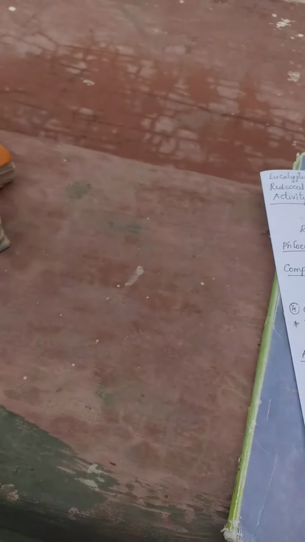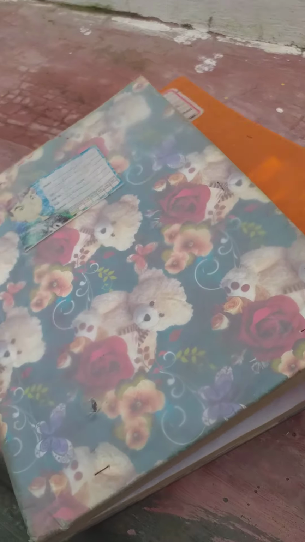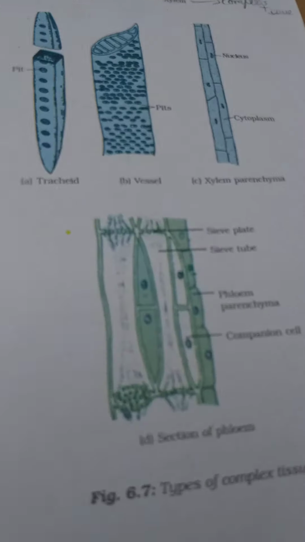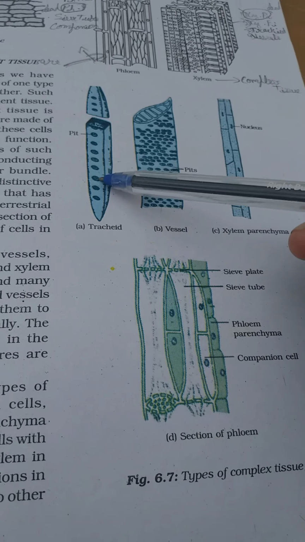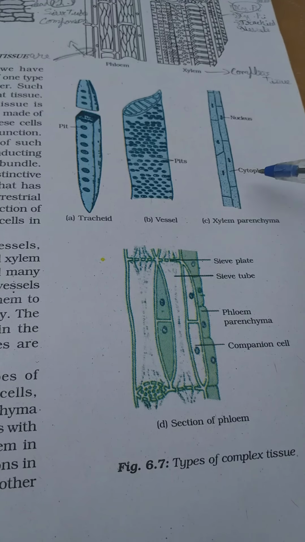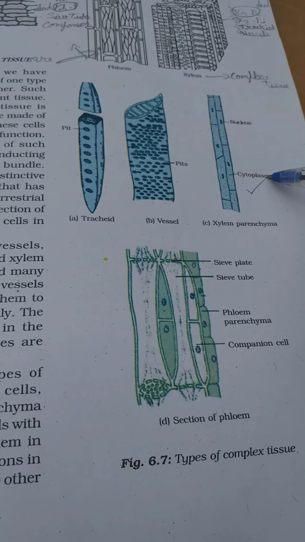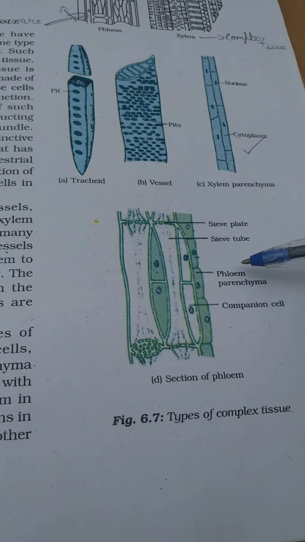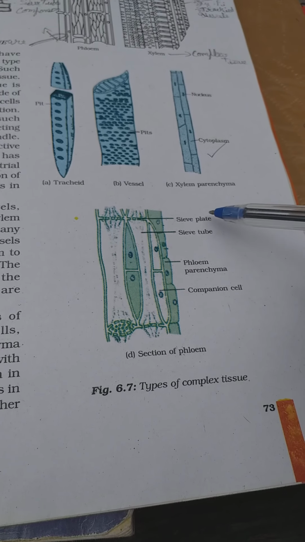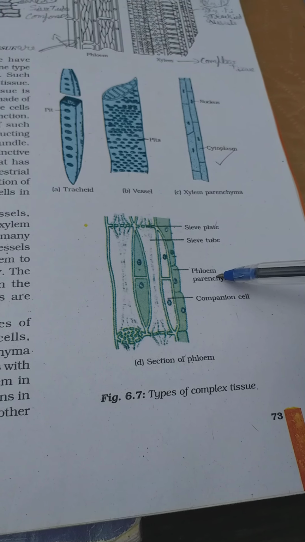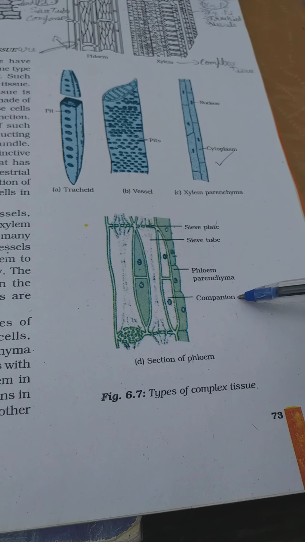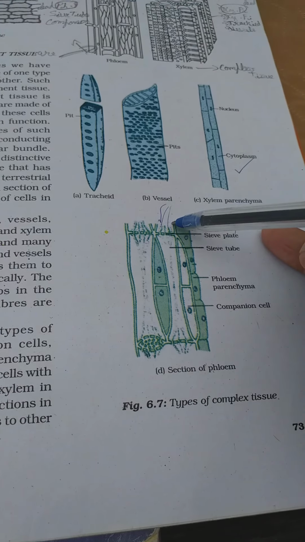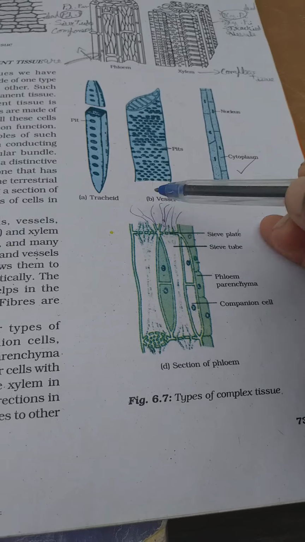Next one, the same picture I'll show you which is related to our topic. See here, xylem trachea, vessel, xylem parenchyma. Xylem parenchyma is the only living tissue in xylem cells. Next, section of phloem: sieve plate, sieve tube, phloem parenchyma, companion cells. Here they didn't show the phloem fibers. These phloem fibers are dead cells, the remaining are all living cells only.